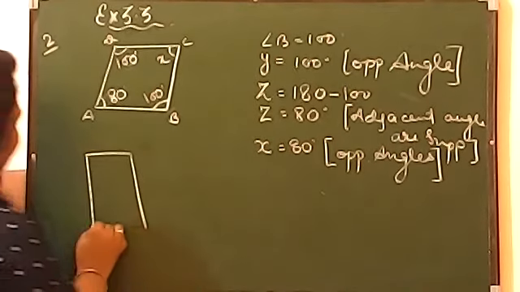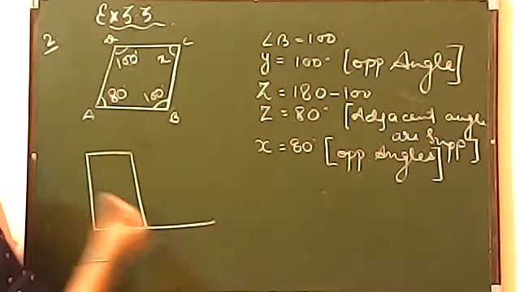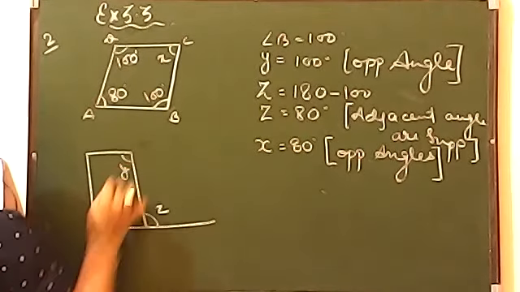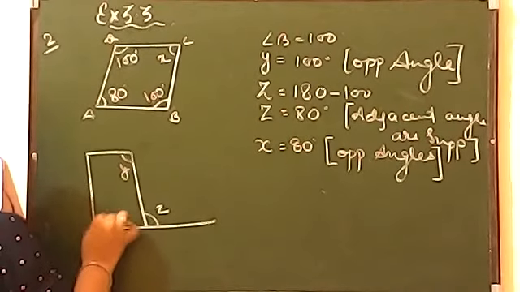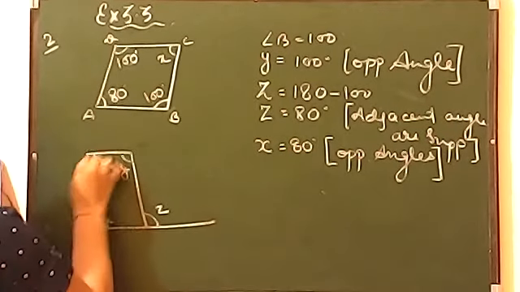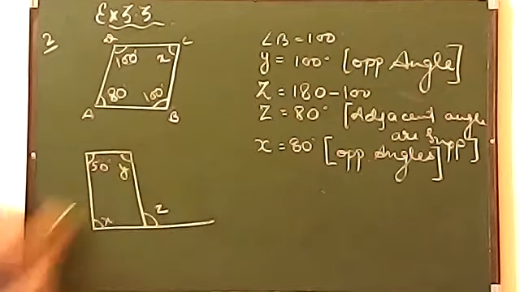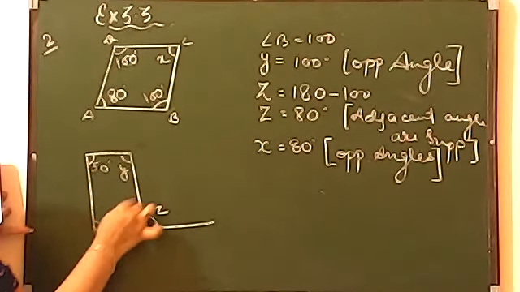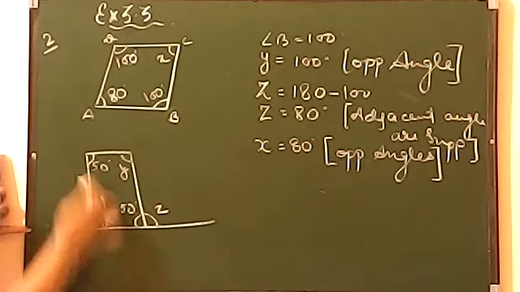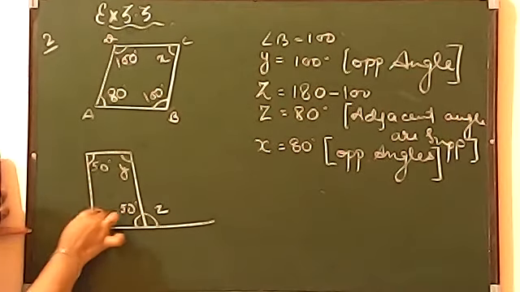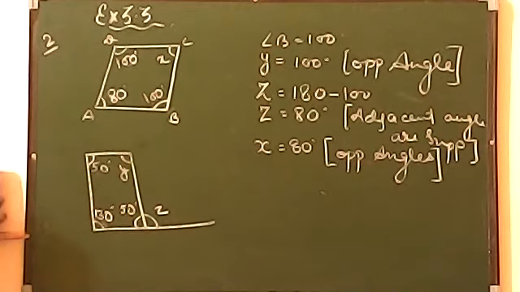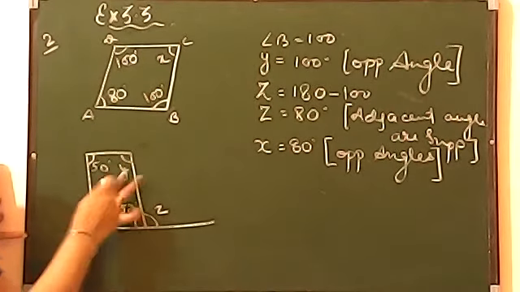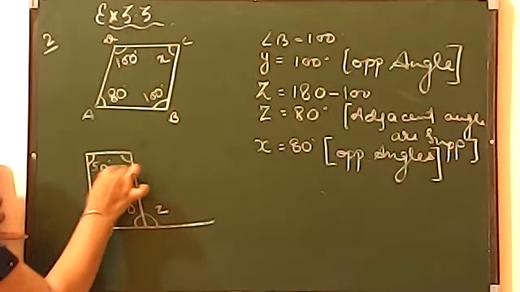I hope the second one is easy, not so tough, so I will do it a little faster. This is z, this is y, this is x, and this is 50. So if this is 50, you know this will also be 50. Okay. If this is 50, this will become 130 because adjacent angles are supplementary. And if this is 130, this will also be 130.